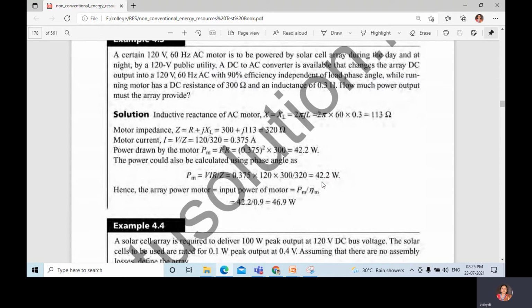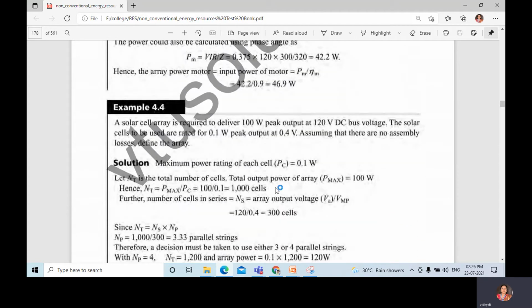42.2 watt. What about the array power? The array power is equal to the input power of the motor, that is Pm divided by efficiency. The efficiency they have given is 90%, so they have substituted 0.9, that is 90 divided by 100. The Pm value is 42.2 divided by 0.9, you will get 46.9 watt.